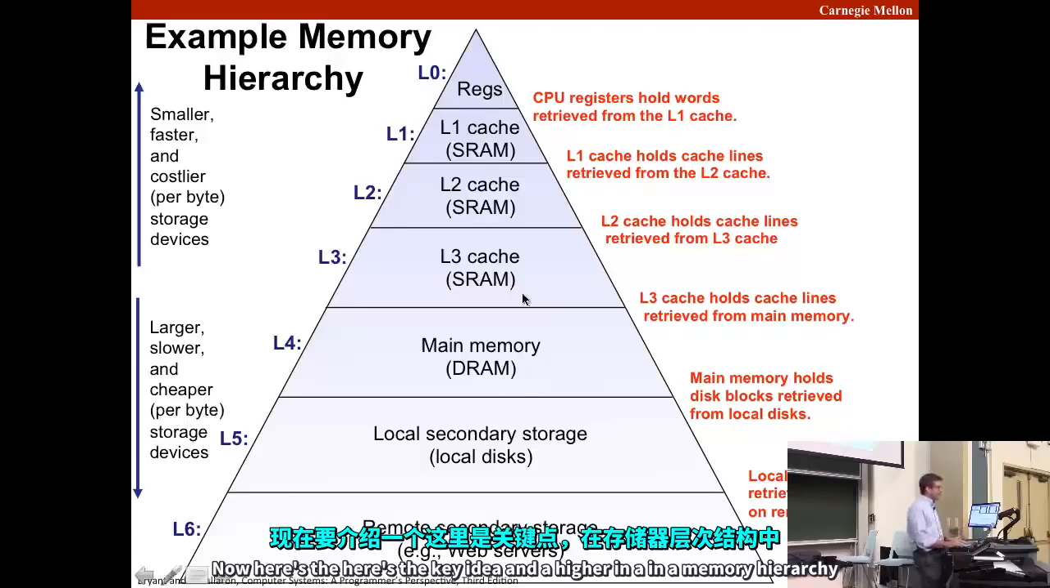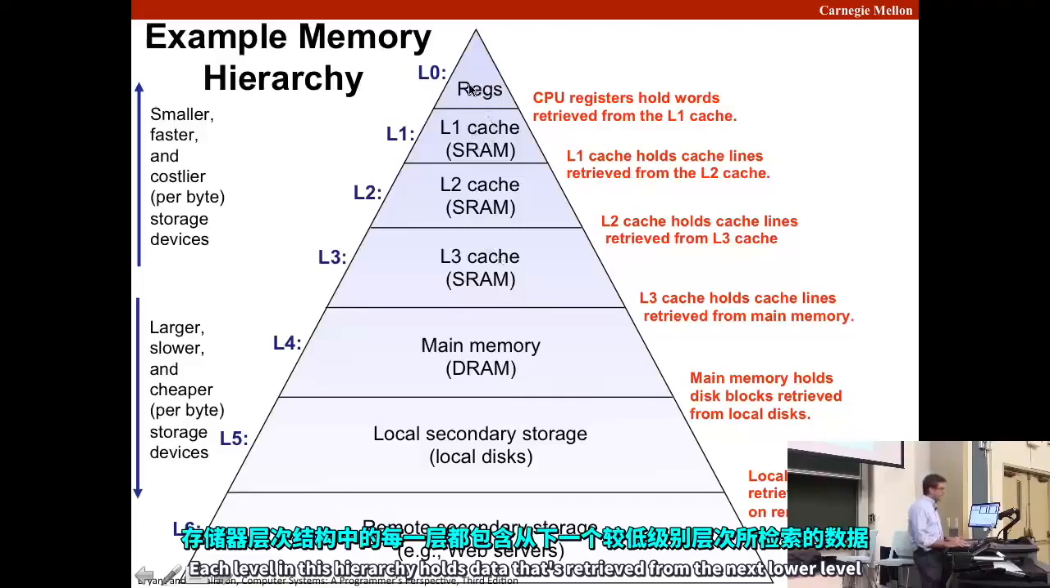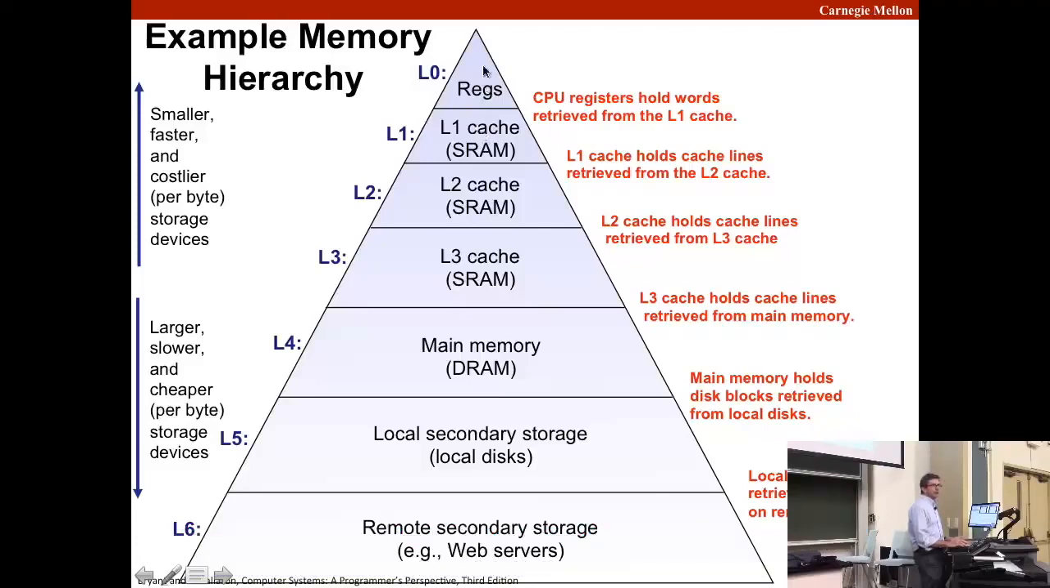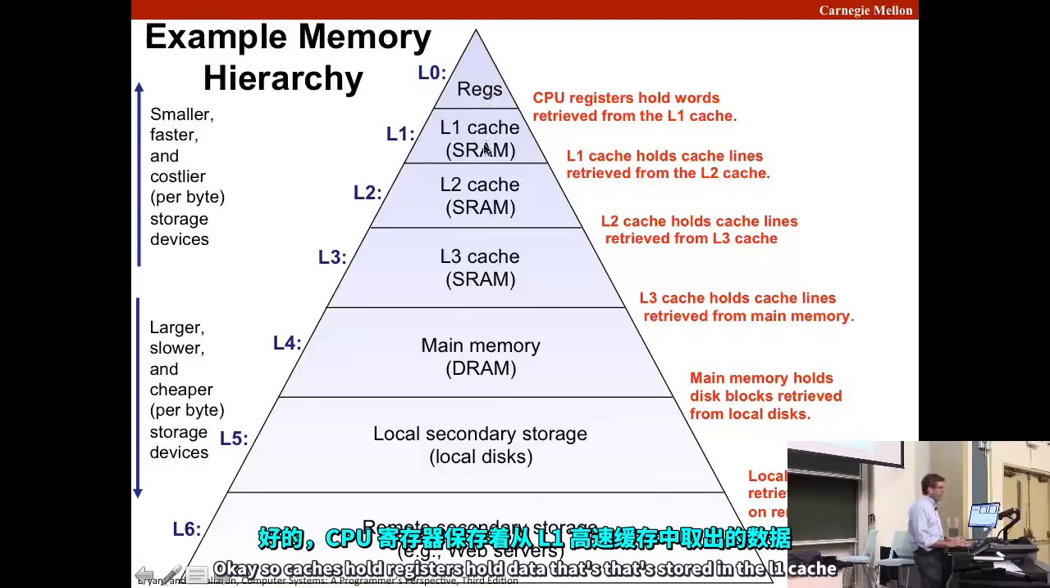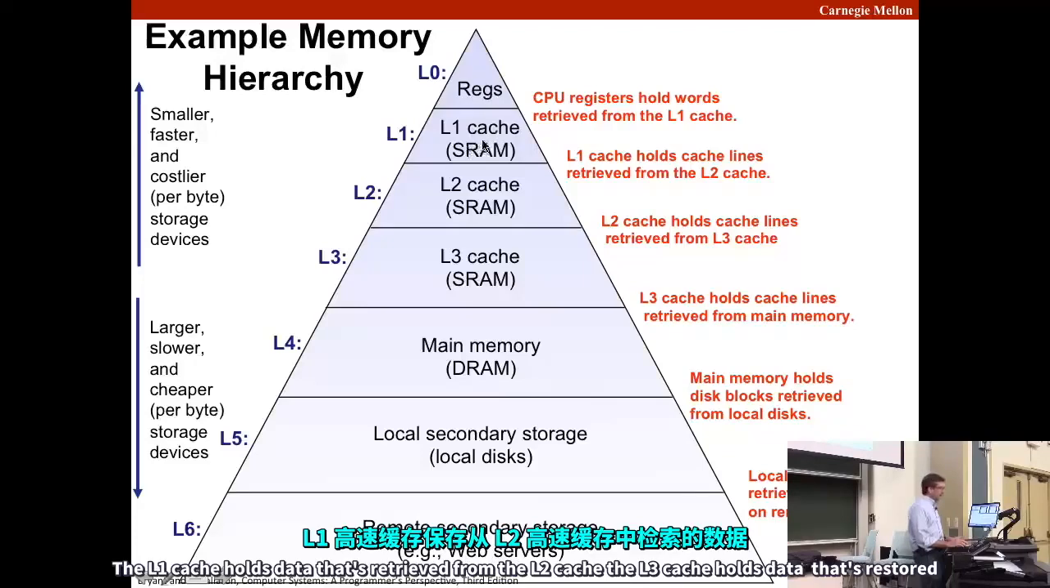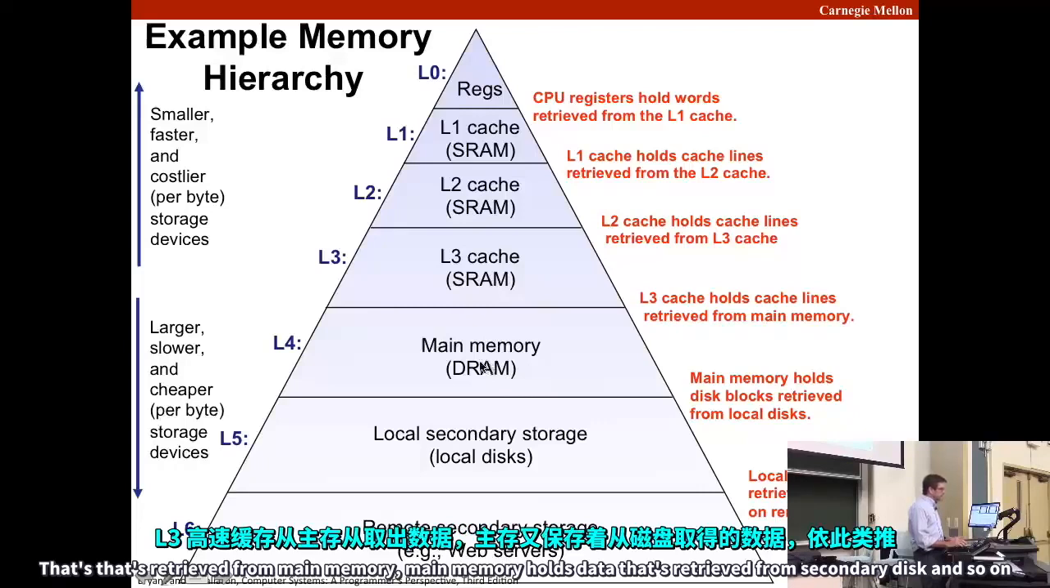Now here's the key idea in a memory hierarchy. Each level in this hierarchy holds data that's retrieved from the next lower level. So registers hold data that's stored in the L1 cache. The L1 cache holds data that's retrieved from the L2 cache. The L3 cache holds data that's retrieved from main memory. Main memory holds data that's retrieved from secondary disk, and so on.